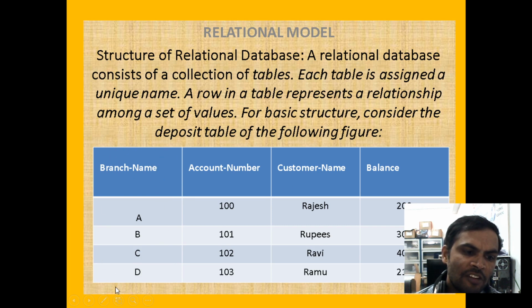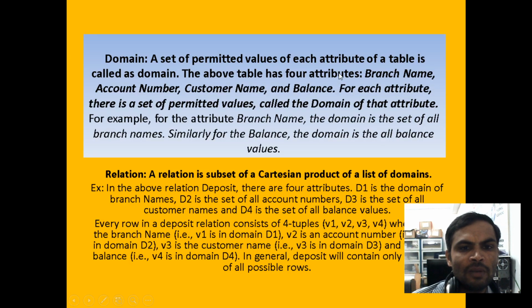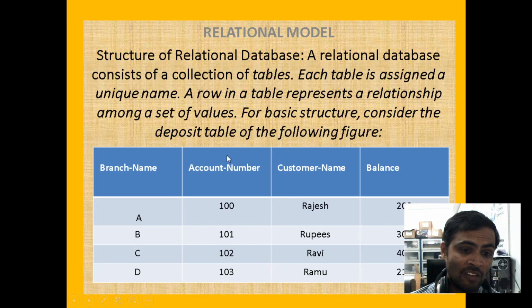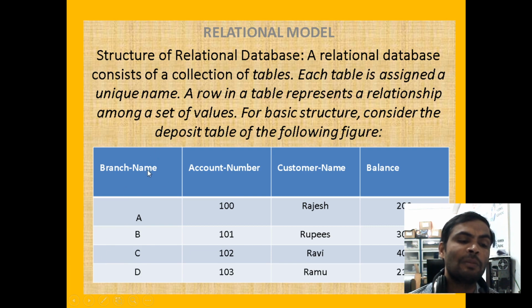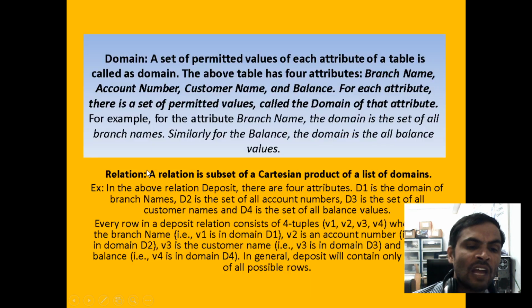The domain of the attribute branch name, the domain of the attribute account number, the domain of customer name, and balance. The above table has 4 attributes: branch name, account number, customer name, and balance. For each attribute there is a set of permitted values. For example, branch name can consist only of characters, specifying the specific data type of the particular attribute, and that we call a domain. Each attribute's set of permitted values is called the domain of that attribute.